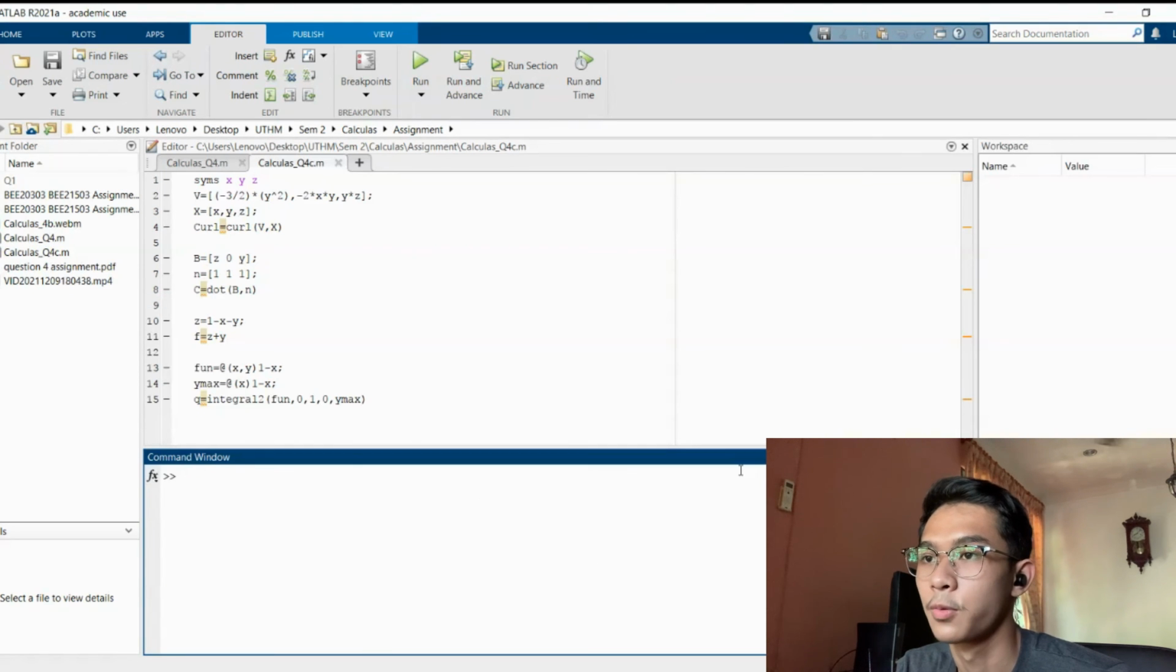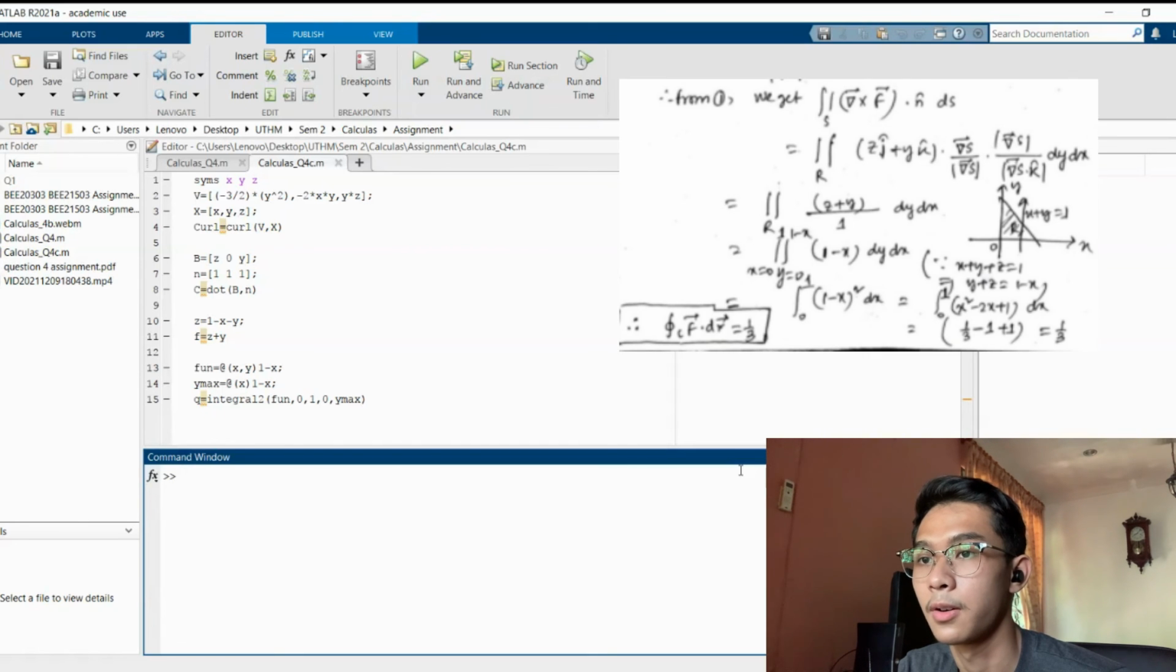So we go to the next question, which is 4C, the final question. We recognize the variables x, y, and z, and then we differentiate in x, y, and z, and also perform the curl of the vector field. So the curl of the vector field is shown in the program, and n is the unit vector oriented outward, and we perform the dot product as shown in the program.